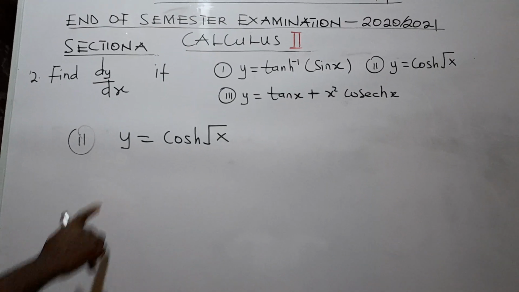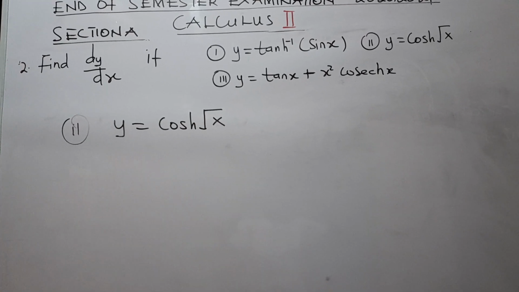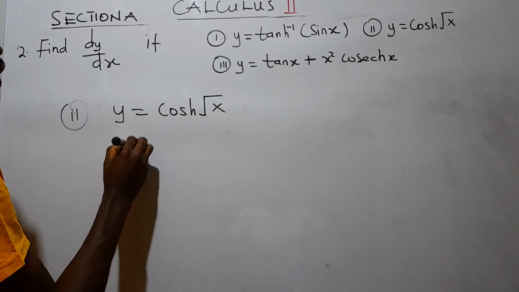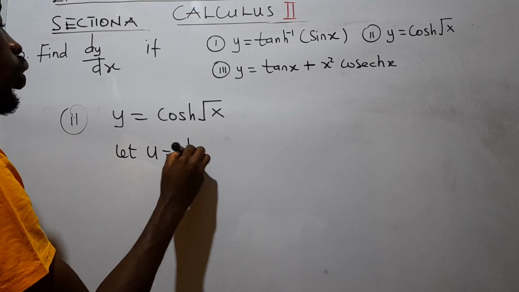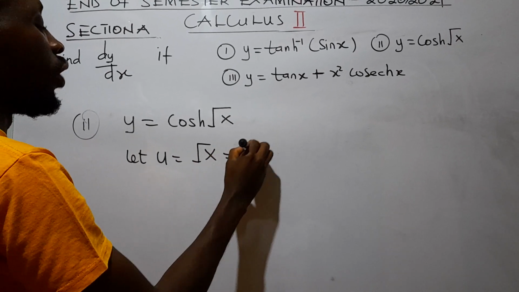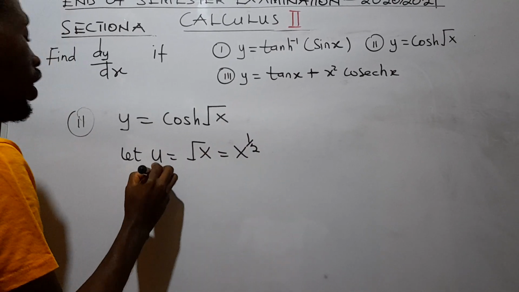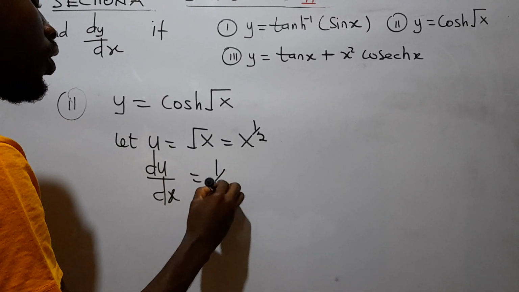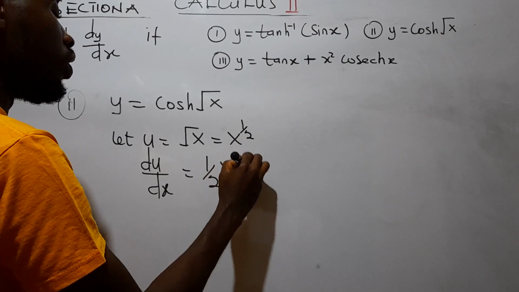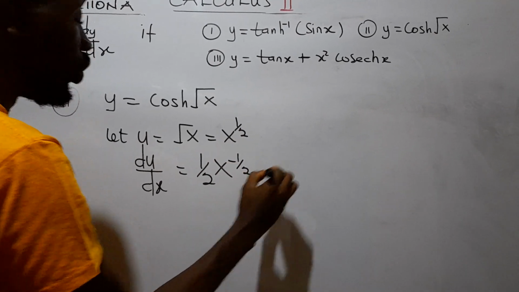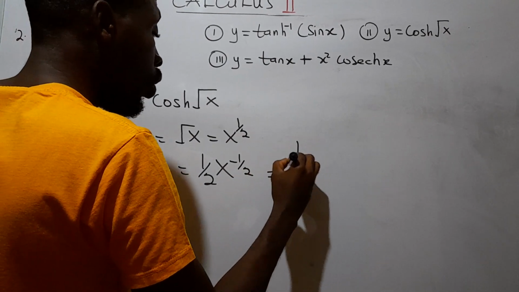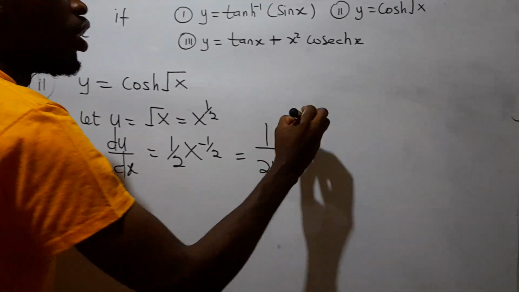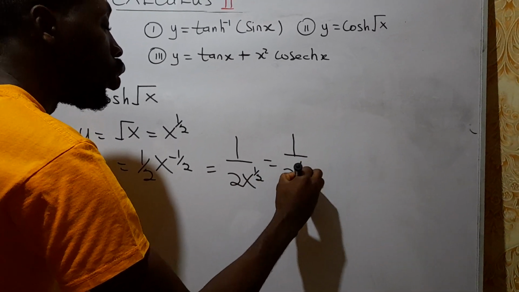So the next one is, if y is equal to cos root of x, we should find dy over dx. So we are going to use the chain rule again. We let u be equal to root of x. And this is the same as x exponent half. We differentiate this, du over dx will be equal to half x. So we subtract 1, we get negative half. On polishing this further, we get 1 over 2 x exponent half using the idea of indices. So this can be 1 over 2 root x.